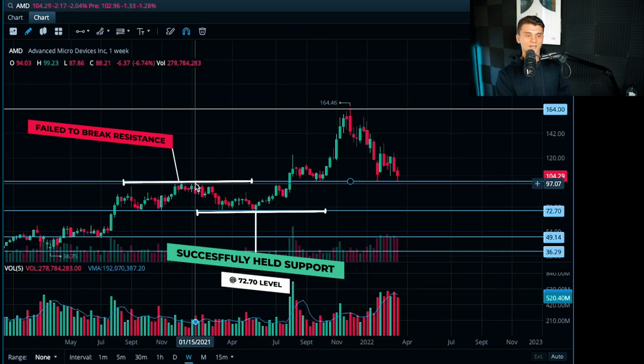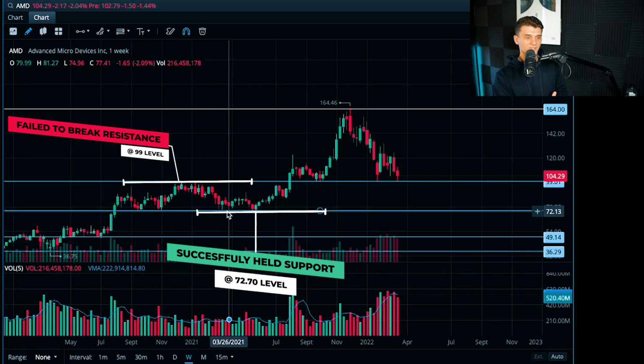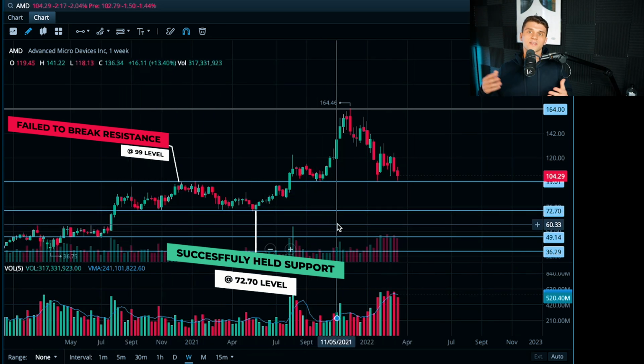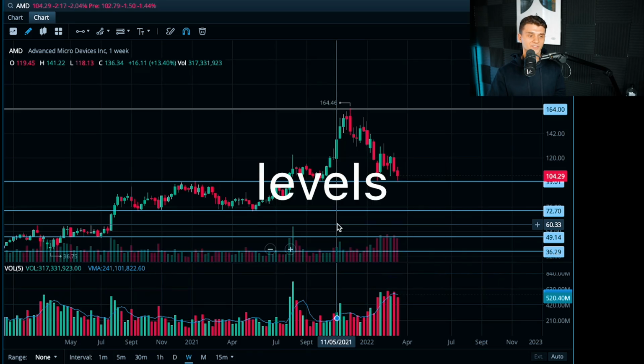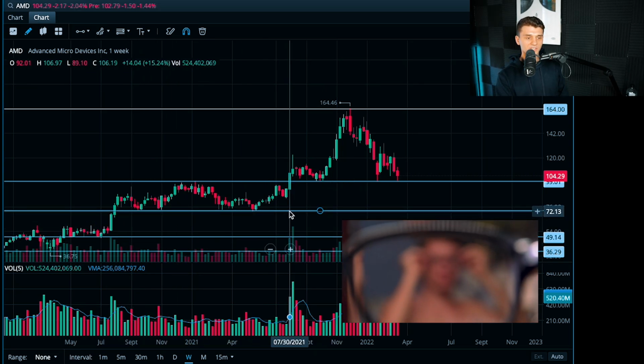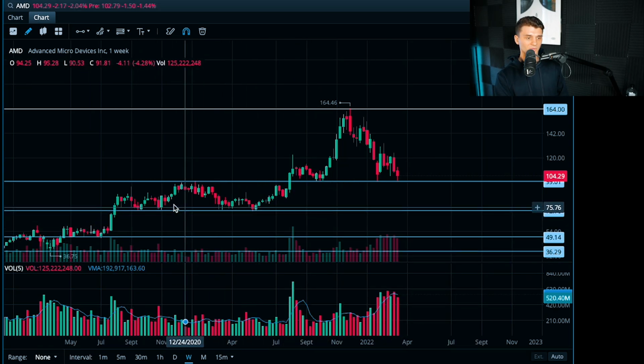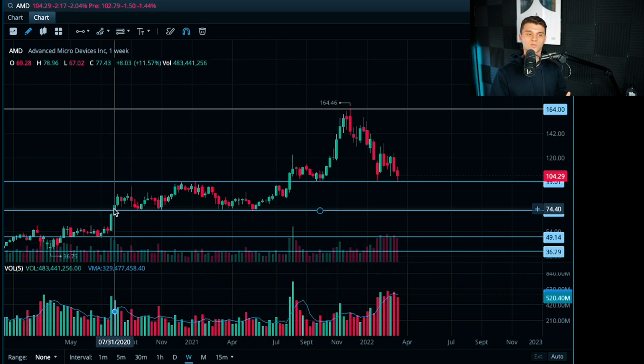Where are they, though? Well, we know that once we couldn't break that $99 level, AMD clearly found support at this $72 level. Now, the thing that I love about AMD, I trade it all the time and I know it like the back of my hand, is that it has very clean levels. As you can tell, we have clear support here at the $72 level, right? At this price point, we have always seen a lot of buyers come in going back to July of 2020.